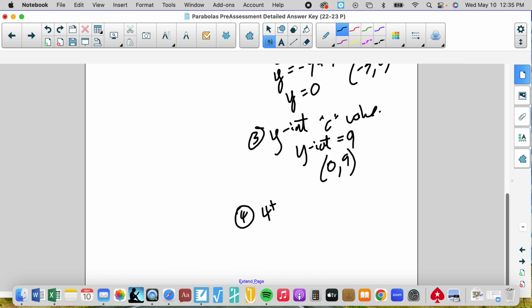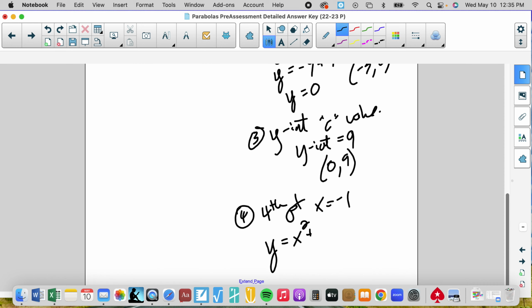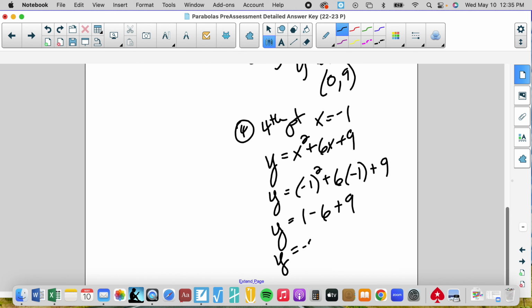So if I'm going to do my 4th point, I'm going to choose negative 1. My equation, remember, is y equals x squared plus 9x plus 6? Nope, plus 6x plus 9. Y equals negative 1 squared plus 6 times negative 1 plus 9. Negative 1 squared is 1. 6 times negative 1 is negative 6 plus 9. 1 minus 6 is negative 5 plus 9. Negative 5 plus 9 is 4.